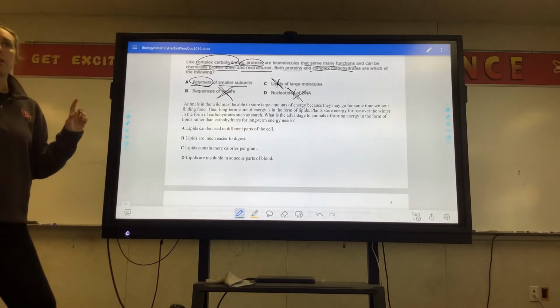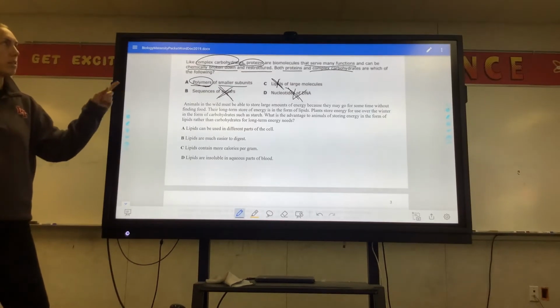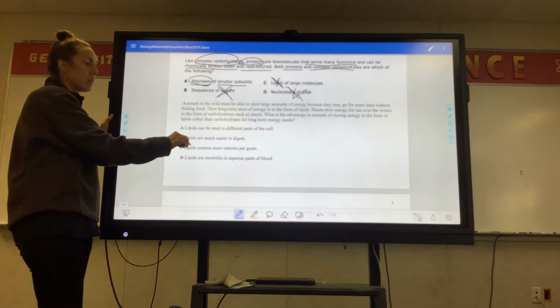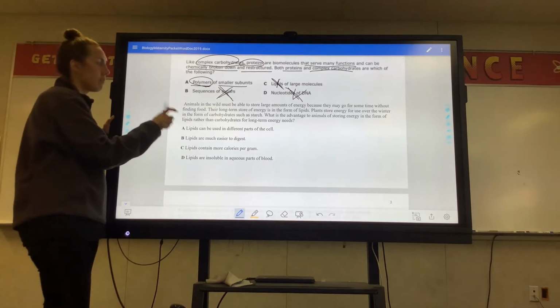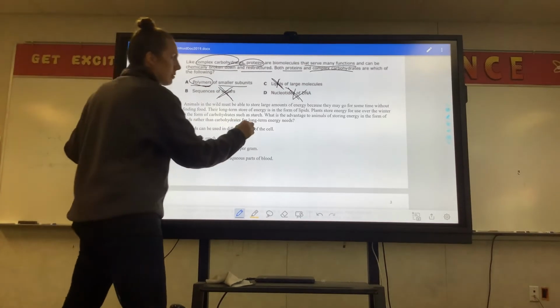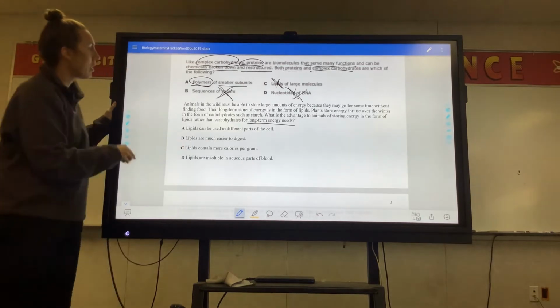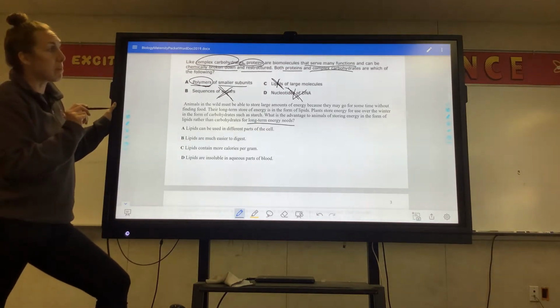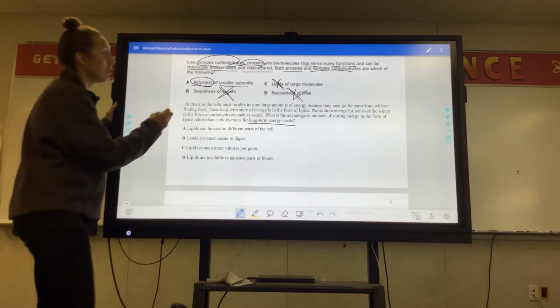So, do y'all see how the last sentence is really key? Because a lot of this stuff is fluff, but that last sentence, we got to figure it out. Same with this here. A lot of these answers are true, but not all of them answer this last part. Ready? Animals in the wild must be able to store large amounts of energy because they may go for some time without finding food.